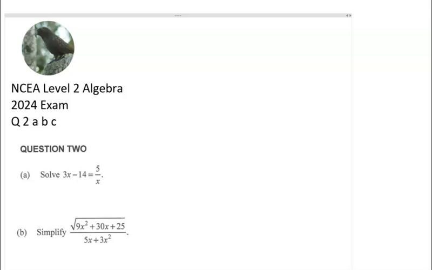Kia ora, here's some more of the Level 2 Algebra exam from this year. This is question 2, parts A, B and C.